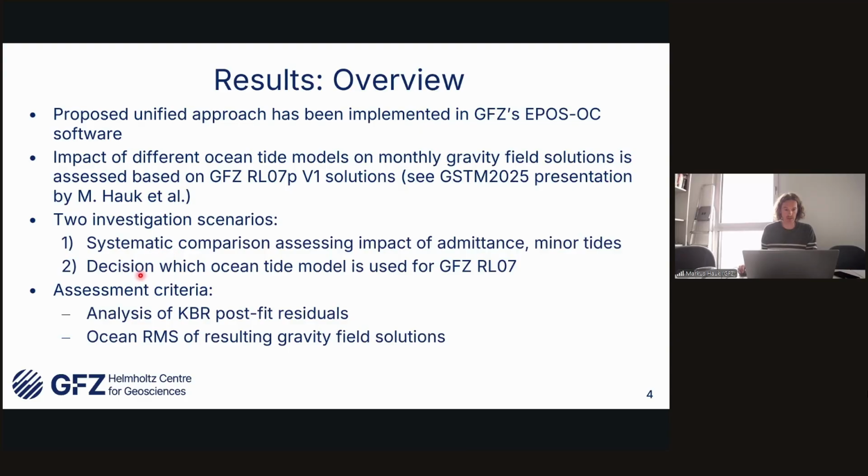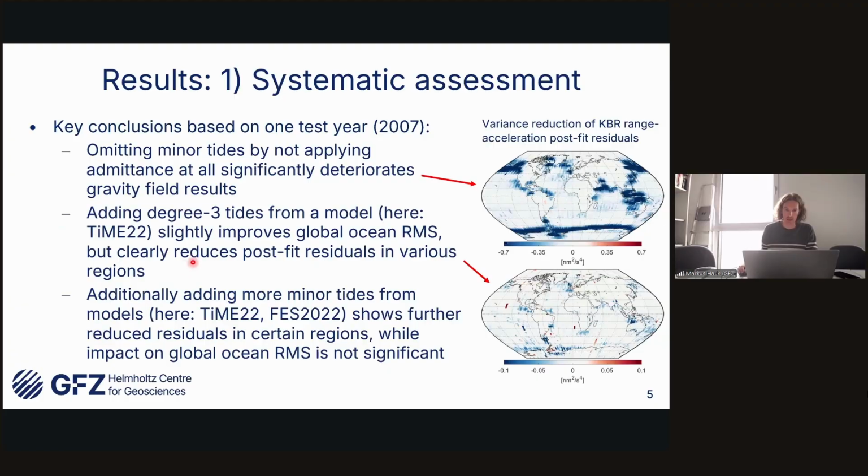And the assessment criteria are, first, that we analyze the KBR post-fit residuals, and second, we looked at the ocean RMS of the resulting gravity fields. So let's start with the first experiment. This is a systematic assessment.